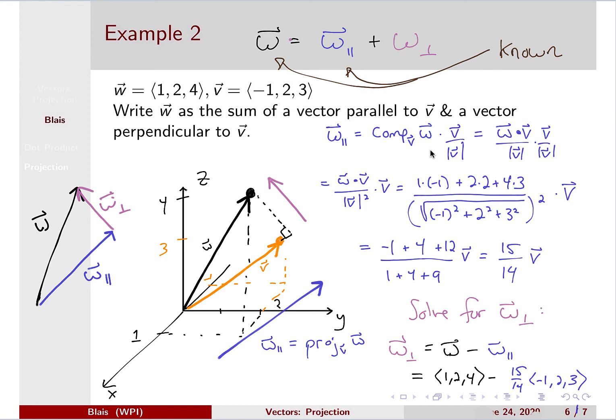And so this is a very common type of question, to take a vector, in this case w, and write it as the sum of a vector parallel to this given vector v and a vector perpendicular to it. And this type of problem really helps depict what we're doing when we actually do vector projections.